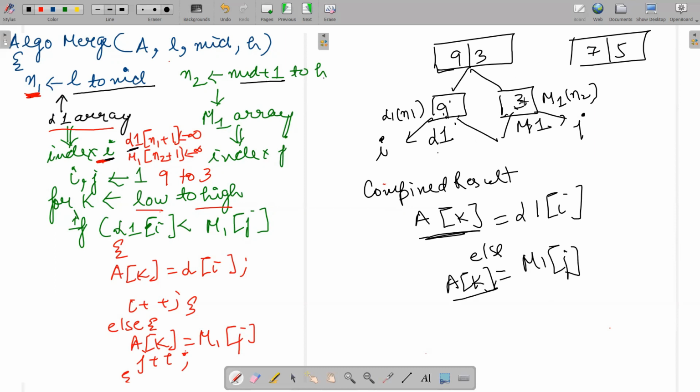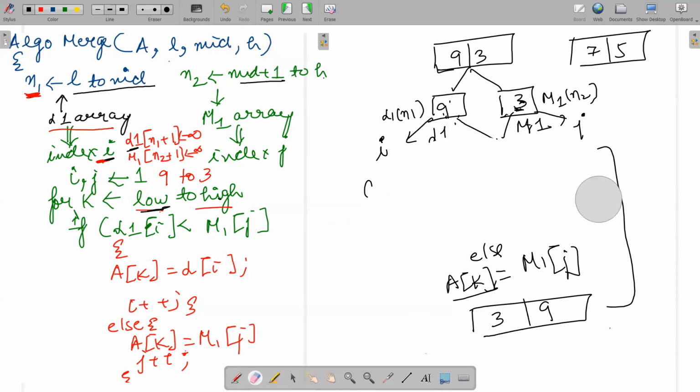So 3 is compared with 9. Obviously, 3 is lesser. So your array would contain 3 first, and then it would contain 9. And your array works from lower to high. Now, this is how this whole scenario works out.